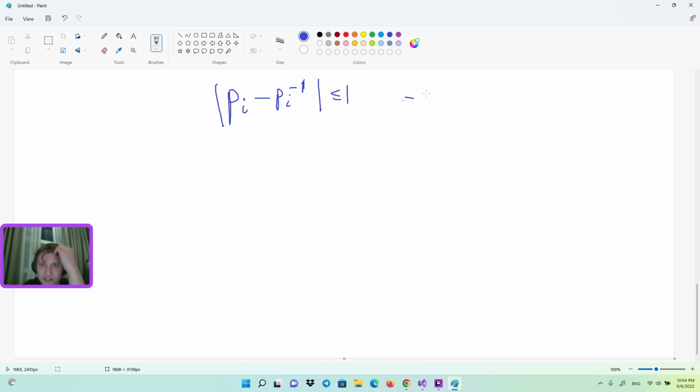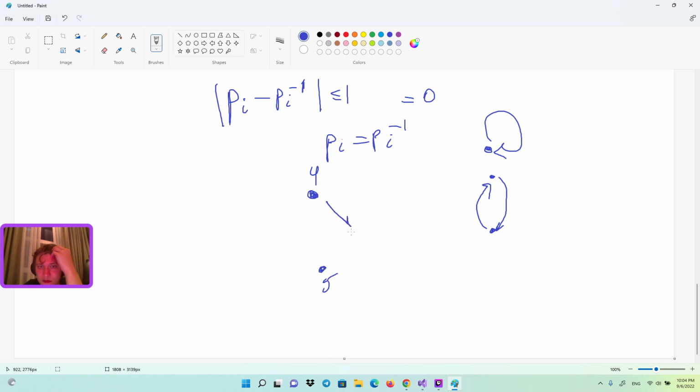First of all, it can be exactly 0, and it means that pi equals pi minus first. And it can be if you consider a loop or meeting edges. I don't know how it is called. Meeting arcs, maybe. So a cycle of length 1 or length 2. But also it's possible that you have, for example, here 4 and here 5. And this is i. So this is pi minus first, and this is pi.